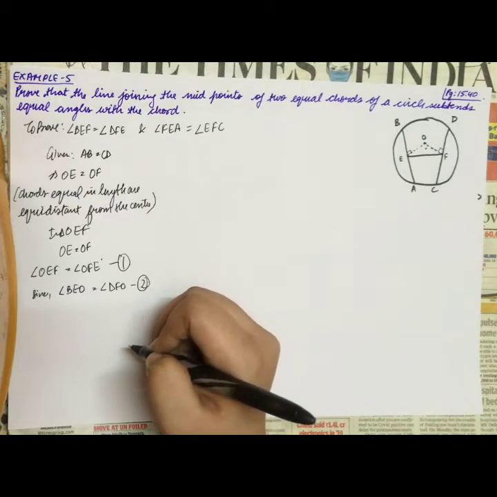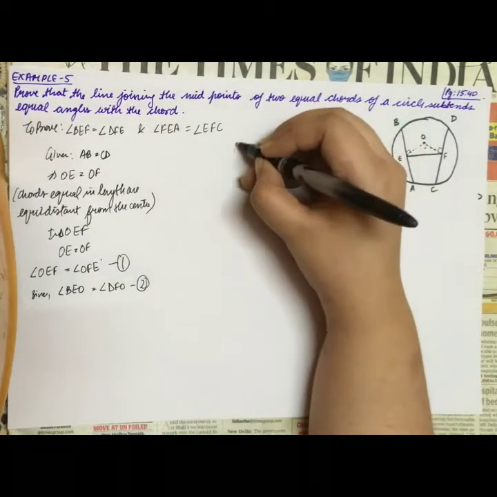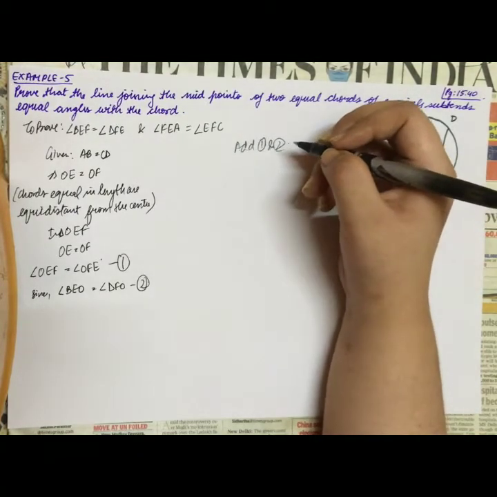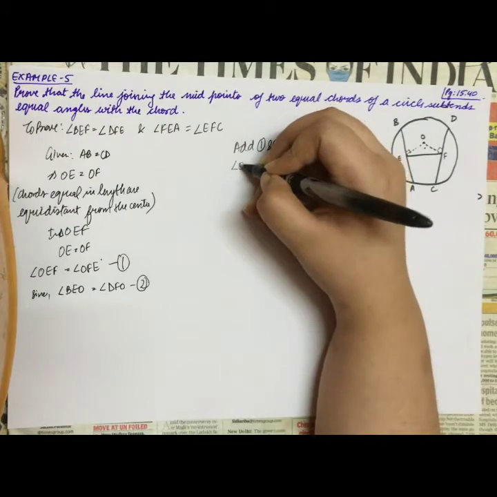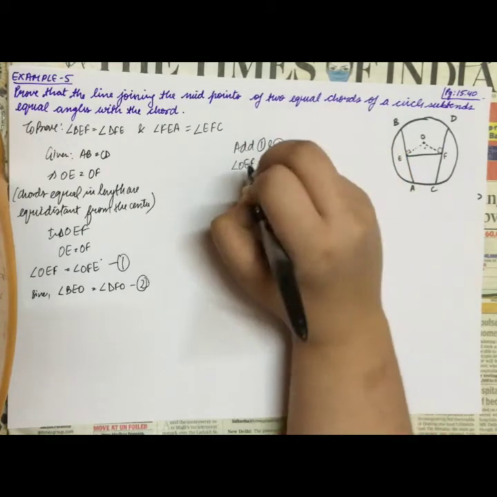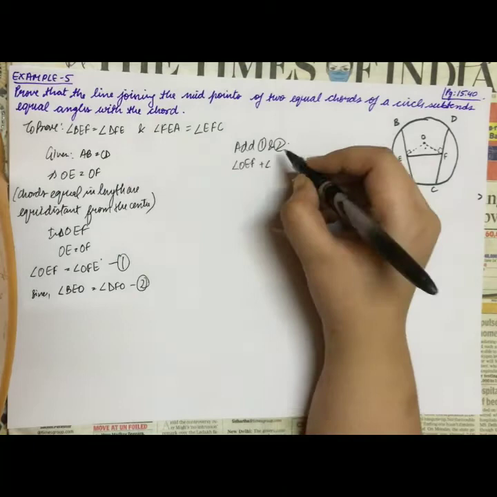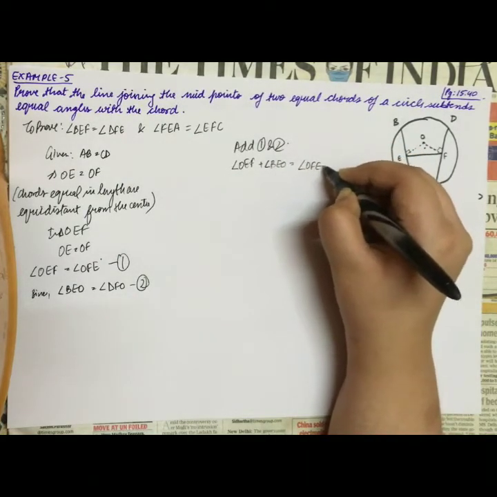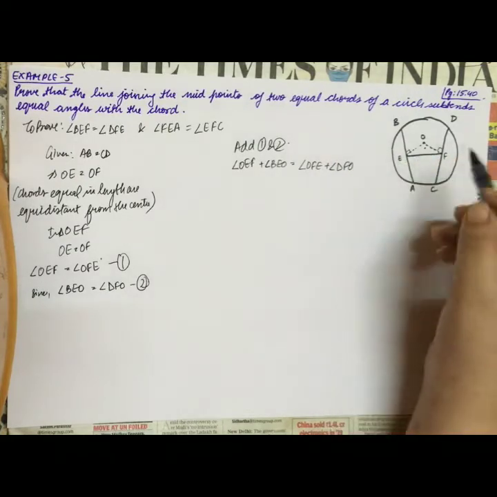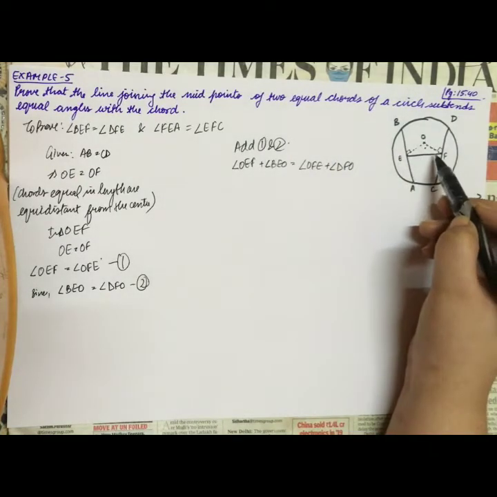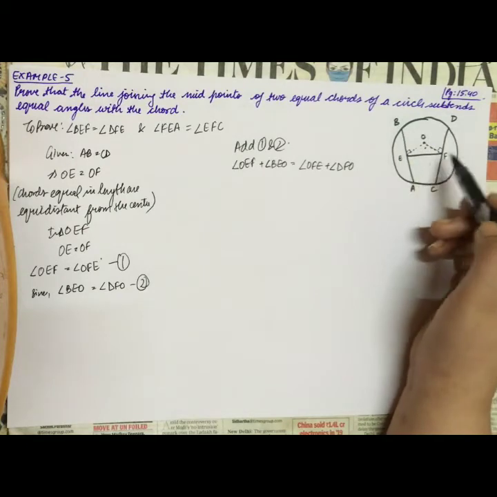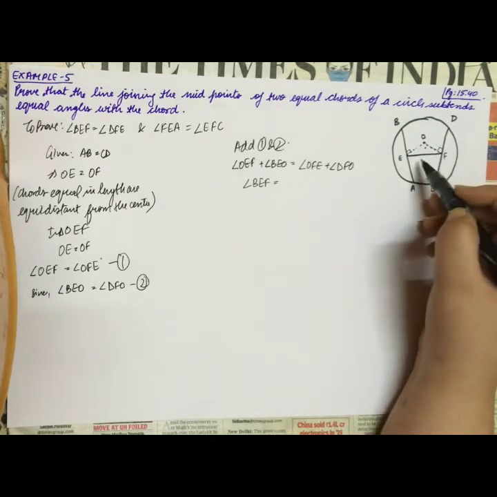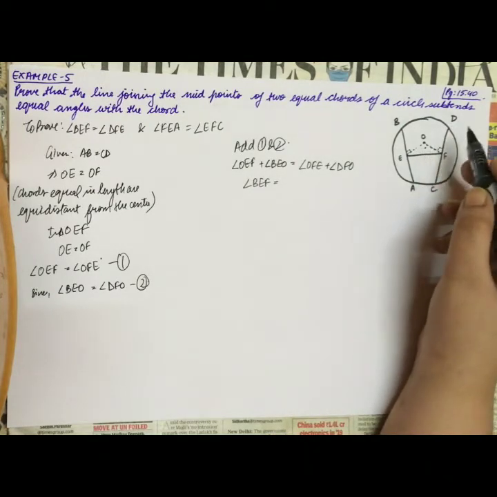Now we will add 1 and 2, which means angle OEF plus angle BEO is equal to angle OFE plus angle TFO. Now angle OEF plus angle BEO is equal to angle BEF. Similarly, angle OFE plus angle TFO is equal to angle TFE.